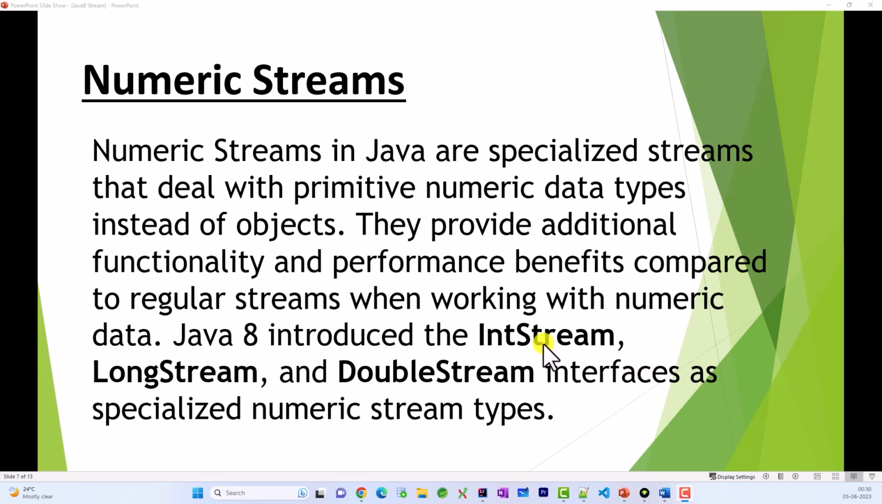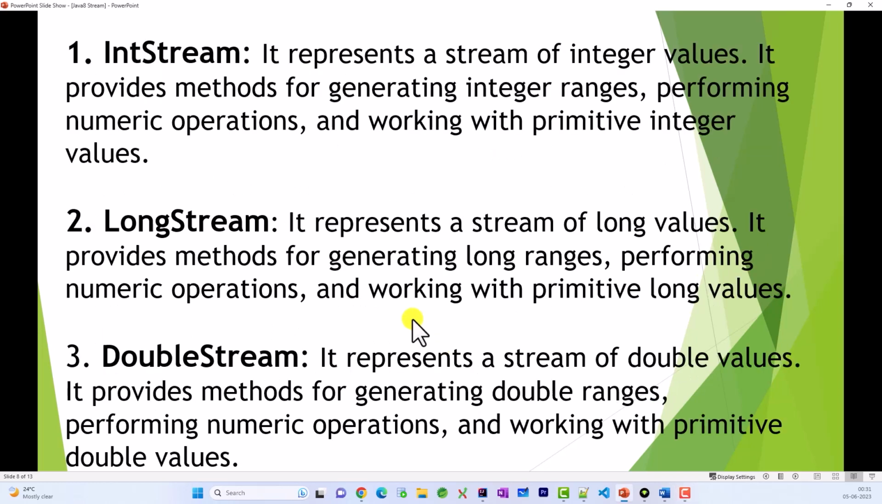So we have three important interfaces: IntStream, LongStream and DoubleStream. They are specialized for numeric data processing. Let's discuss them briefly one by one. So IntStream is going to represent a stream of integer values. Now, it has multiple methods to work with primitive integer values. We will talk about them and also write some programs in upcoming videos.